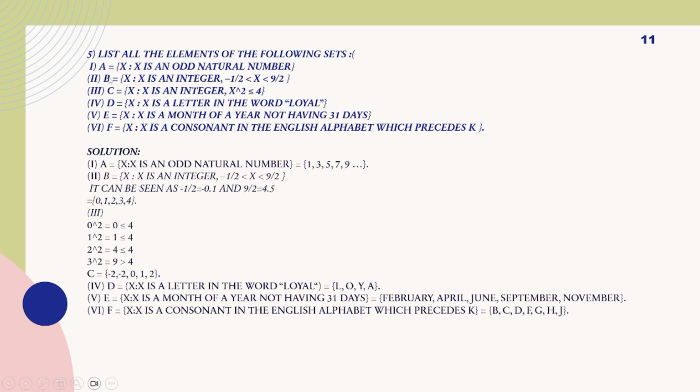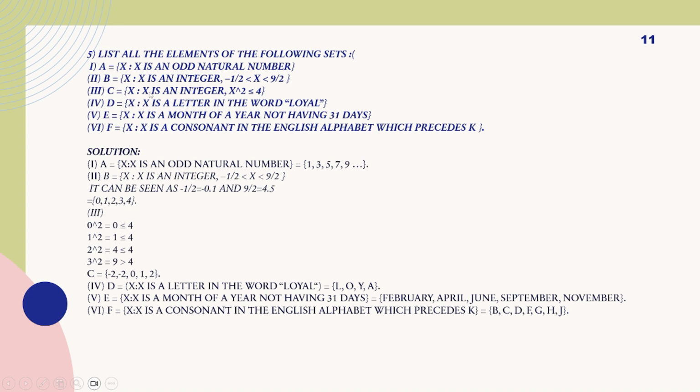Now let's discuss the second question: {x : x is an integer, minus 1 by 2 < x < 9 by 2}. Now we will see the values here. They have said minus 1 by 2 and 9 by 2. So minus 1 by 2 value is minus 0.5. Sorry, it should be minus 0.5 here. And 9 by 2 is 4.5. So now it should be from 0 to 4. So the elements here are 0, 1, 2, 3, 4.